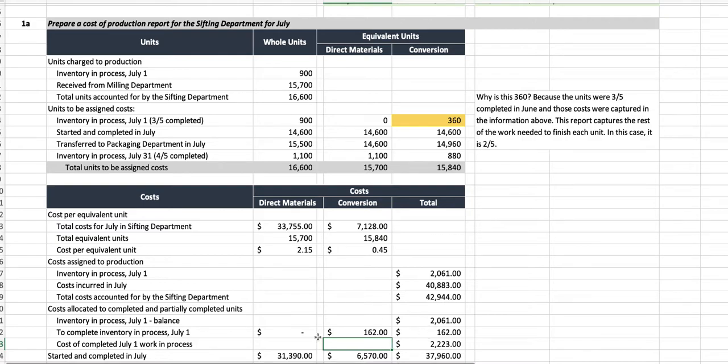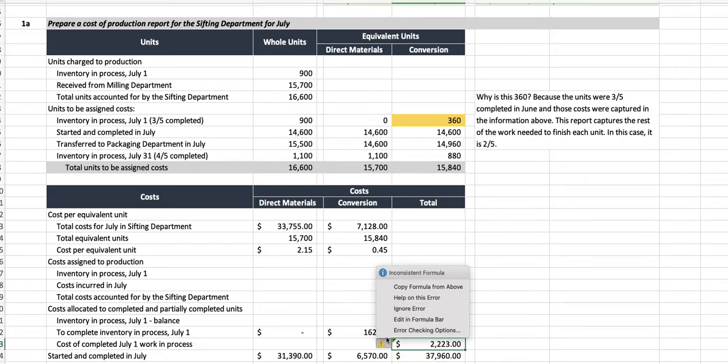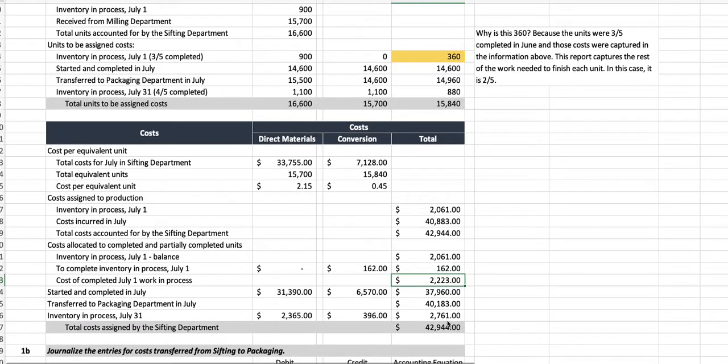And you can see that I'm simply summing across the direct materials and the conversion. That gives me 162. Now I want to calculate the cost of all of my completed July 1st work. And that's simply taking what we incurred in June plus what we incurred in July for those 900 units and summing it. I'm going to slide down a little bit further.